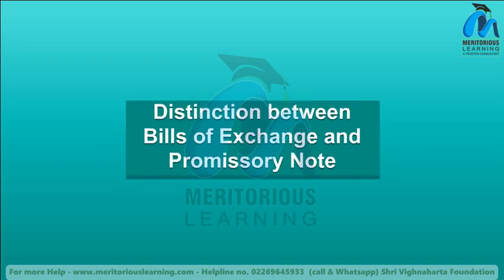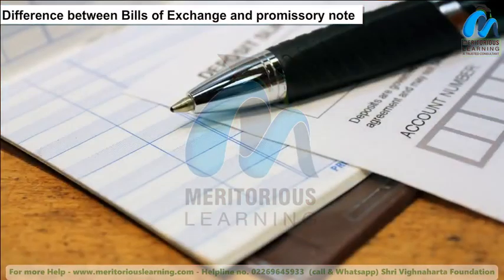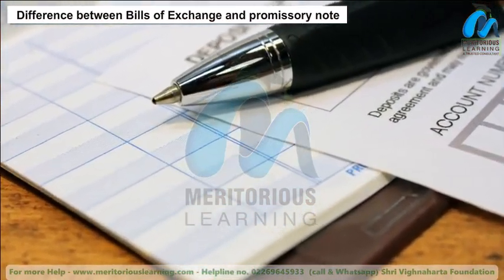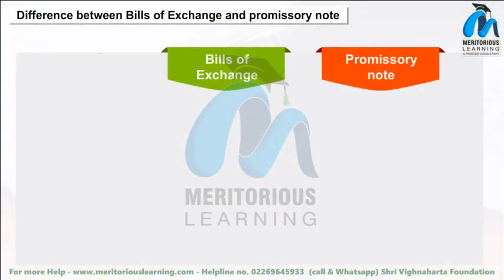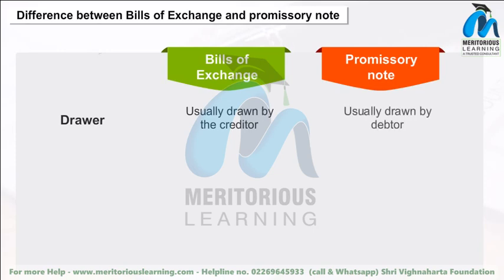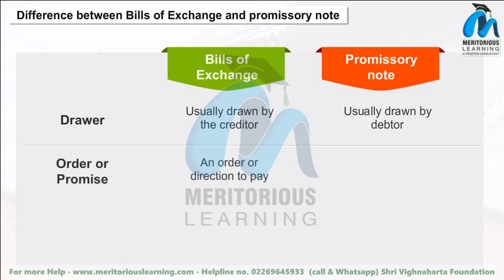Distinction between bills of exchange and promissory note. Difference between bills of exchange and promissory note. 1. Drawer. A bill of exchange is usually drawn by the creditor. A promissory note is usually drawn by the debtor. 2. Order or promise. A bill of exchange is an order or direction to pay. A promissory note is a promise to pay.